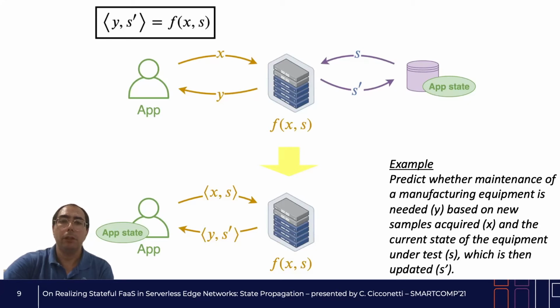What we propose to make this implementable on an edge network is that the application, so the client, keeps its state. So when it invokes the function f, it passes both x, the new input value, and the state to the function, which now has all it needs to perform the computation, and it returns both the result y to the client and the updated state as prime.